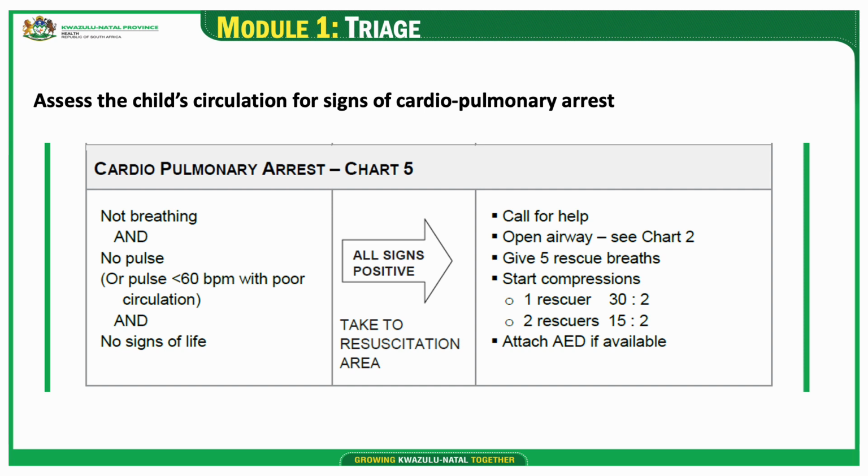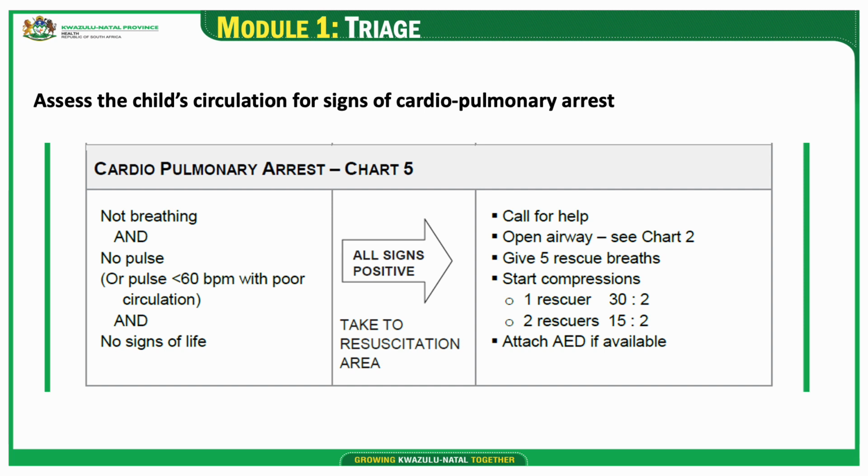In assessing for cardiopulmonary arrest, again, we need all signs to be positive. The child must not be breathing, have no pulse, or they have a pulse but it's not sustaining life. In other words, it's less than 60 beats per minute with poor circulation, and they have no signs of life. Sometimes it can be difficult to feel for a pulse, which is why we look for signs of life. If all those signs are positive, we immediately take them to the resuscitation area.